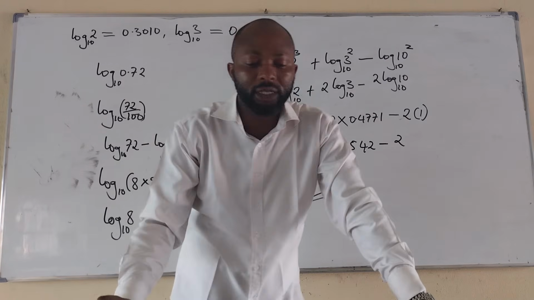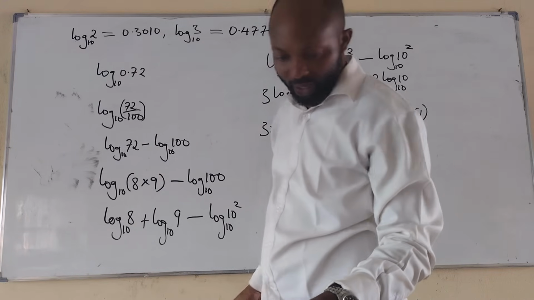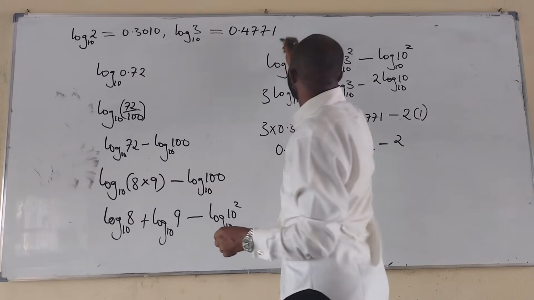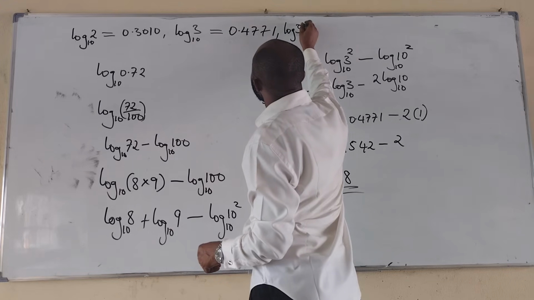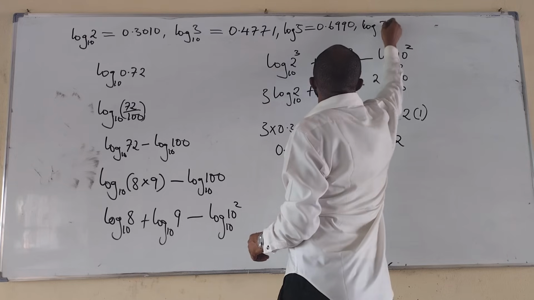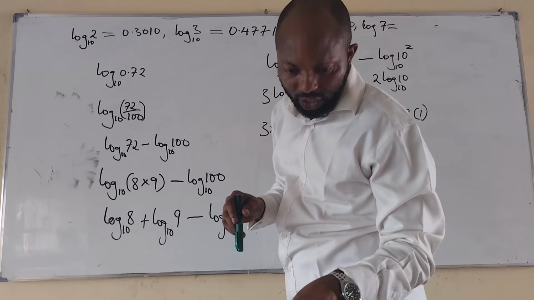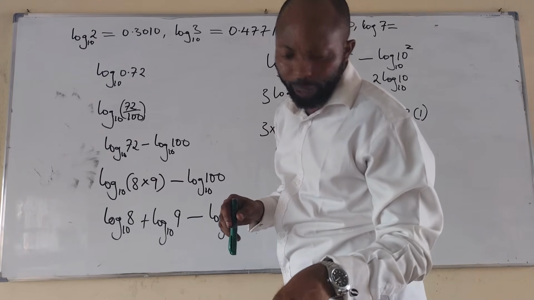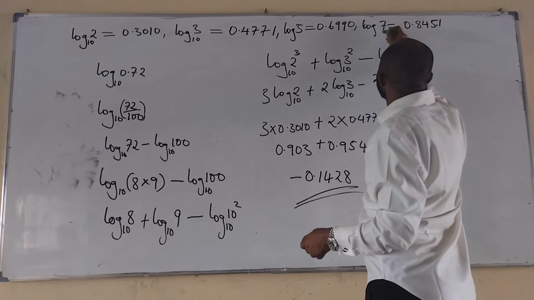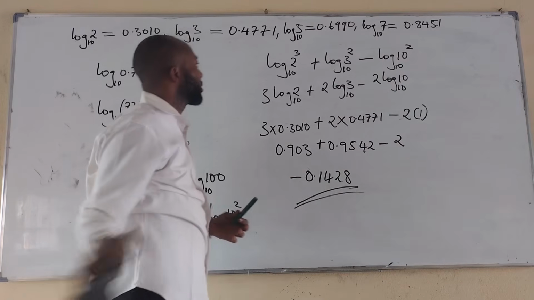Given that log 2 is 0.3010, we can still use that. Log 3 is 0.4771. Log 5 is 0.6990. Log 7 is equal to 0.8451, all in base 10. So now another question.